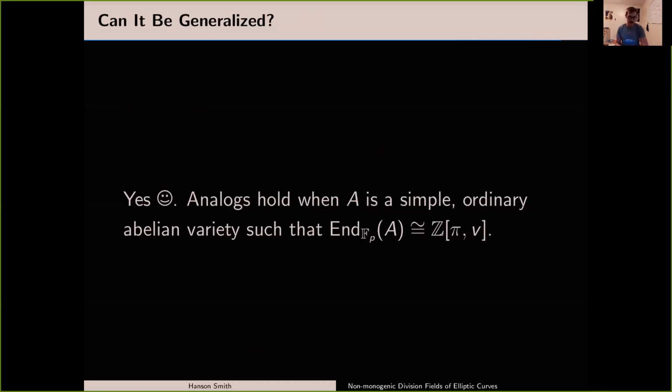All right, cool. So natural question is, can it be generalized? Can it be generalized to abelian varieties? And the punchline is yes. It's more difficult with abelian varieties, in particular, any sort of supersingularity or partial drop in the P rank is going to, I don't know how to deal with it. But if we're simple and ordinary and my endomorphism ring looks like this, then we can write down things similar to main result number 1.